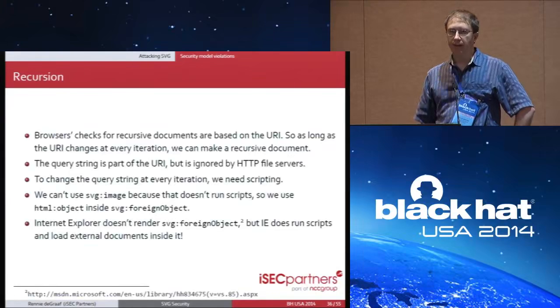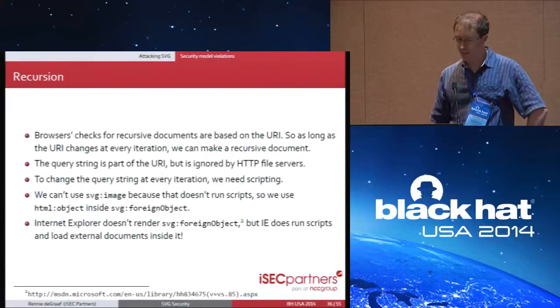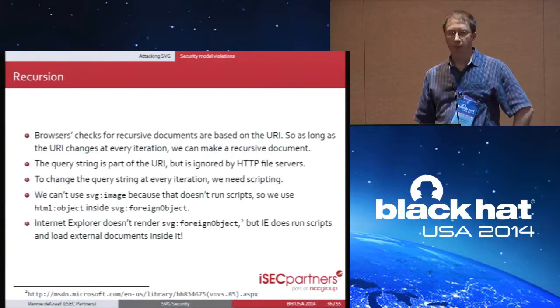Now, the query string is part of the URI, at least as far as the browser is concerned. But if you request a static file off an HTTP file server and give it a query string, the server will ignore the query string. As far as it's concerned, every file with the same name but a different query string is the same. But the browser thinks they're different.